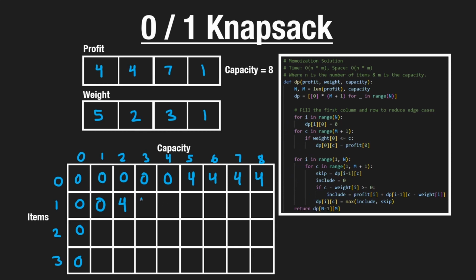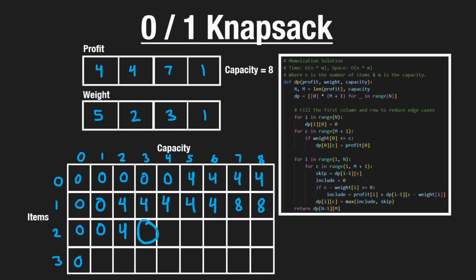I'll quickly fill it out right now just so you have the information. These, I believe, will be all 4s because we can only include a single item until we get to a capacity of 7. When we have a capacity of 7, we can include both of the first 2 items. So that will give us a profit of 8. Over here, though, with a capacity of 1, we will have nothing. With a capacity of 2, we can't include the 3rd item, but we can still include the 2nd item. We'll just look up and see, hey, there's a 4 here, so add that.